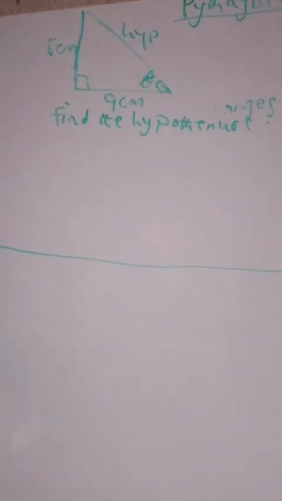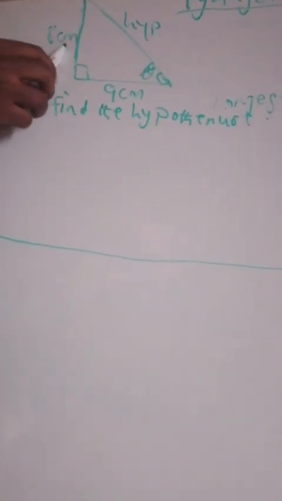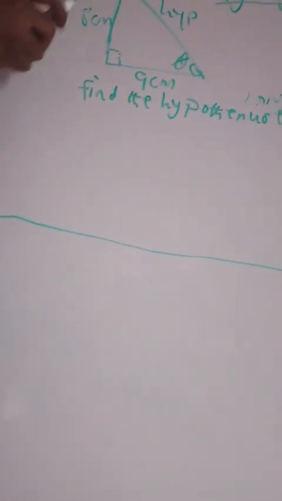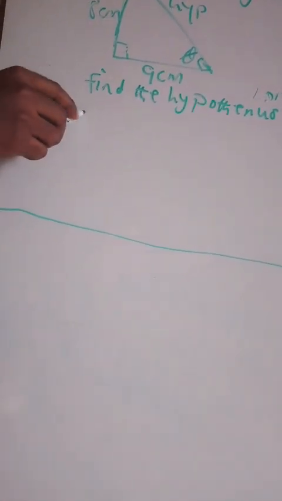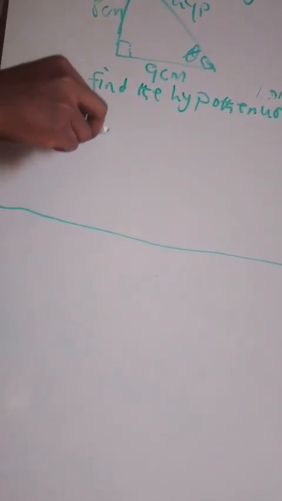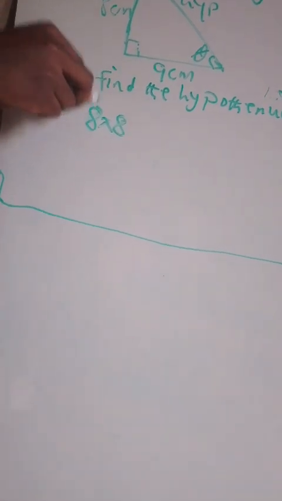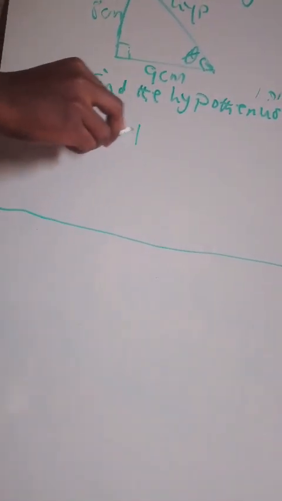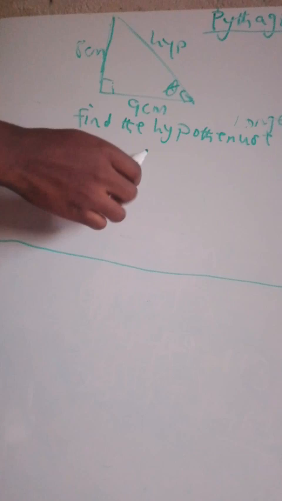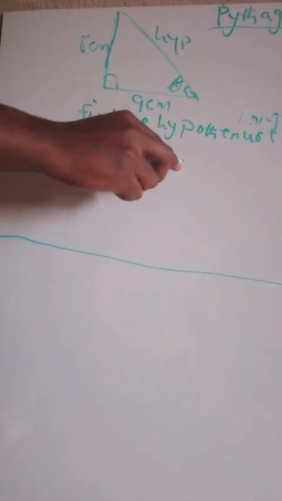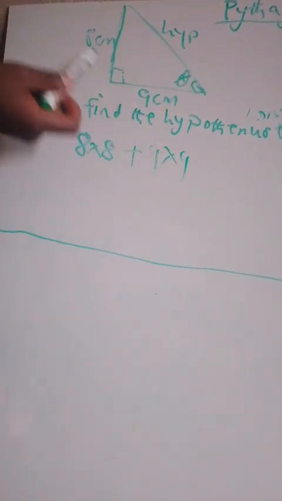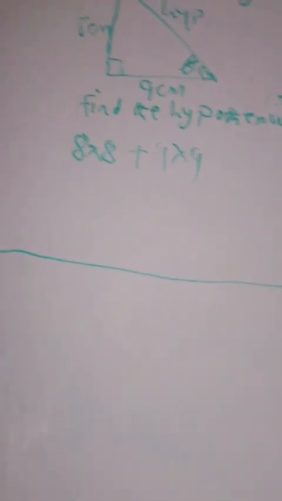So what to do is to take this number. This is 8 cm. We are going to raise this to power 2, like 8 times 8. Then plus 9 times 9. As you can see, there is a 2 on the 9 and a 2 on the 8. We are raising it to power 2.